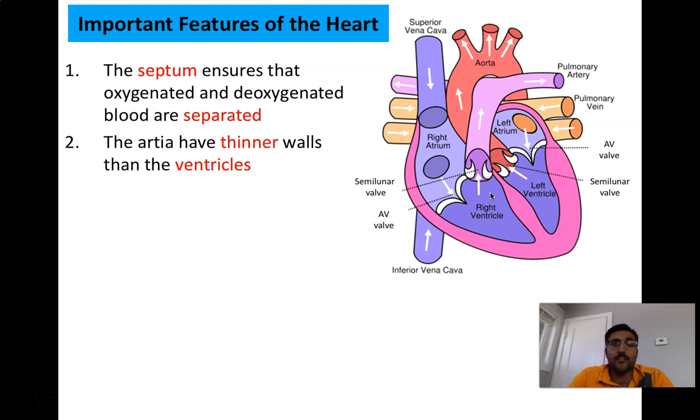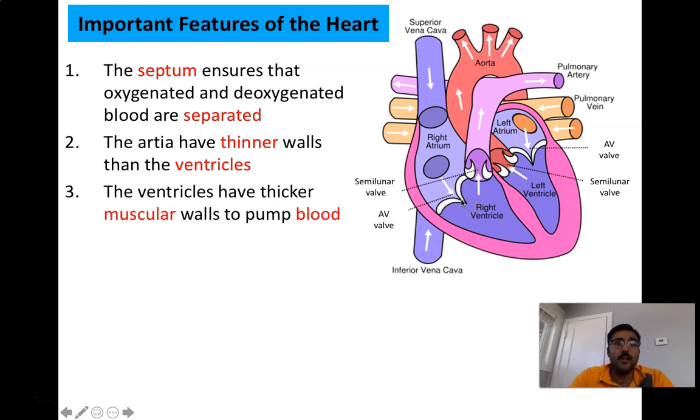The atria have thinner walls than the ventricles. Well, this makes sense. The left atrium and the right atrium, regardless of if they carry deoxygenated or oxygenated blood, they're not pushing very far. They don't need to be very muscular, because these top chambers, or these atria, only have to push blood into the ventricles, which are literally right there through a valve. The ventricles have thicker muscular walls to pump blood.